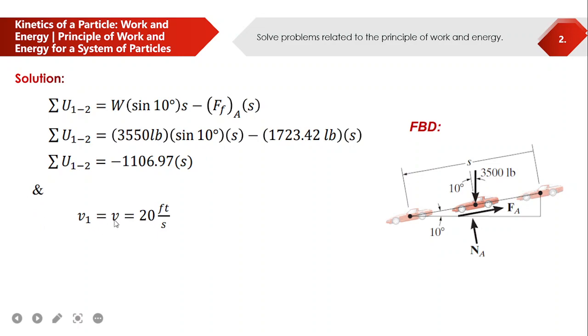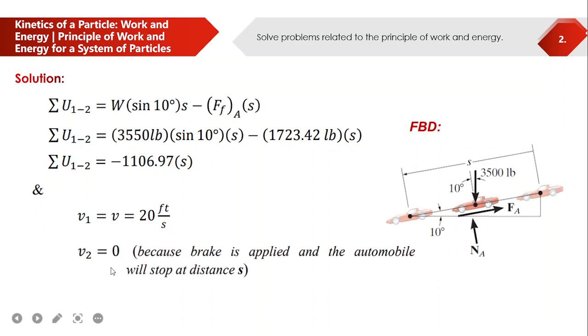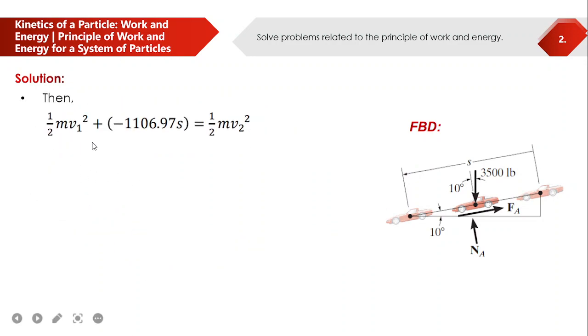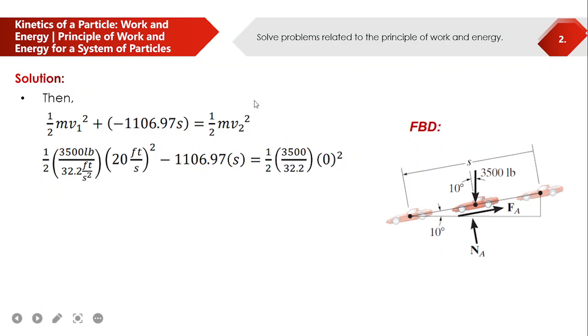And V sub 1 is equal to 20 feet per second. V sub 2 is equal to 0 because the brake is applied and the automobile will stop at a certain distance. So wala siyang final velocity, kasi nga, it will stop, so that will be equal to 0. Your final kinetic energy will be 0 kasi nga wala na siyang velocity doon.